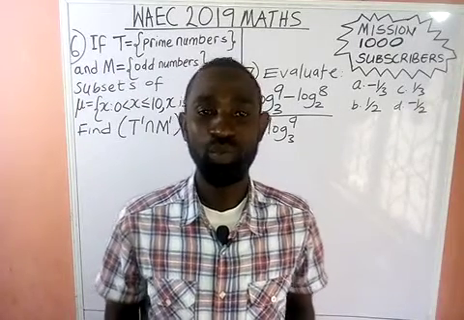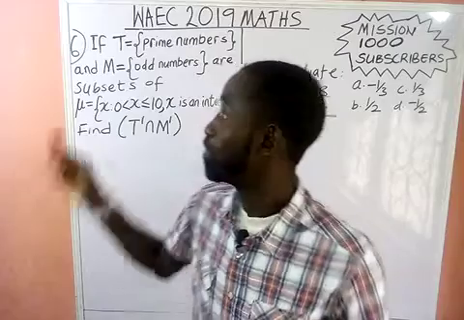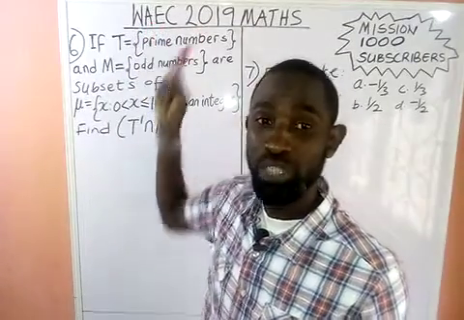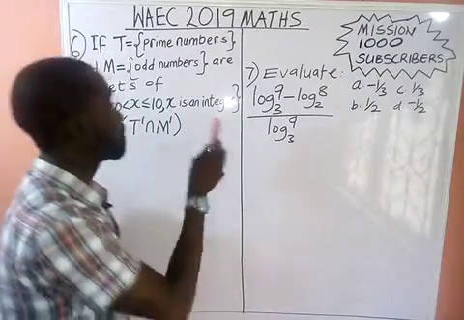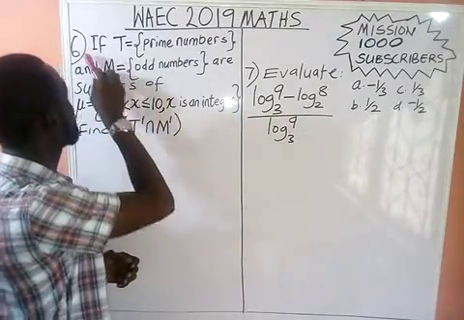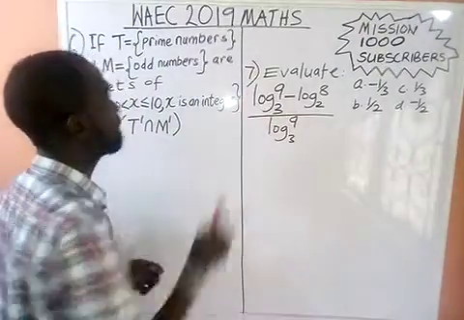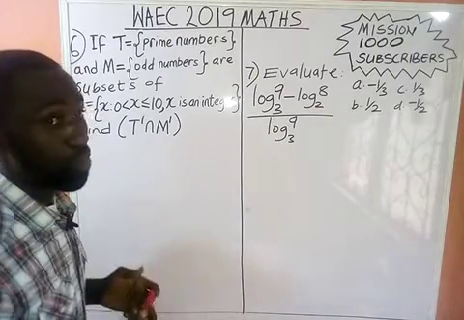In today's class, we are going to continue solutions to WAEC 2019 maths. We have two questions to be solved here: question number 6 and question number 7. So let's take the first one, which is question number 6.